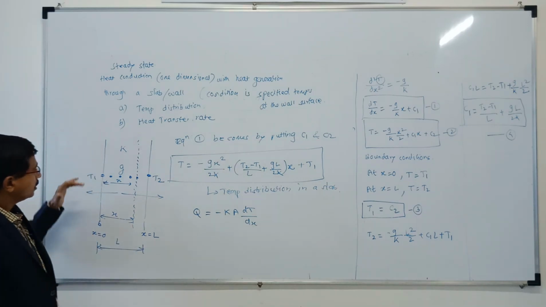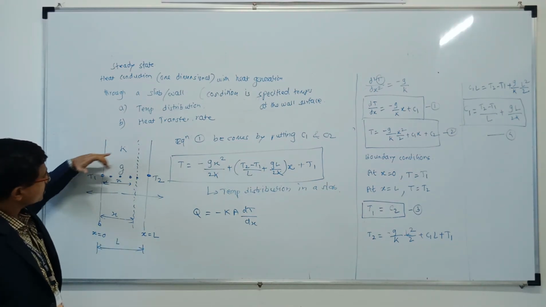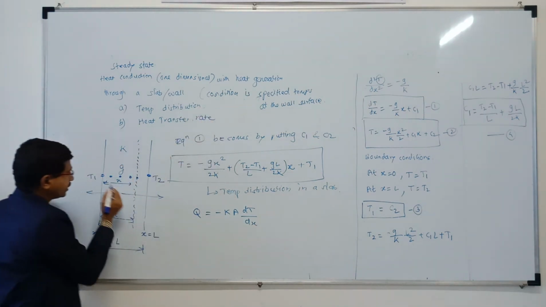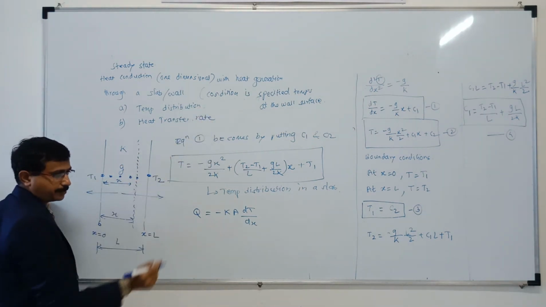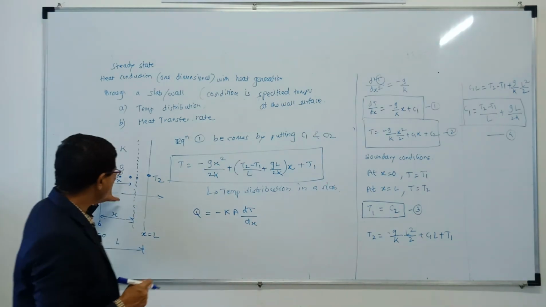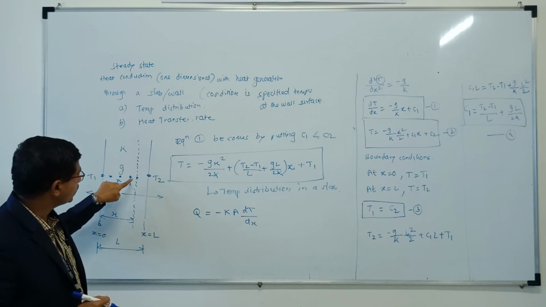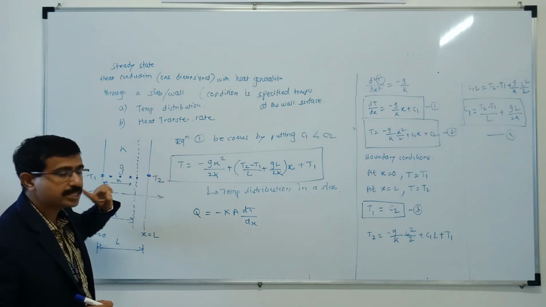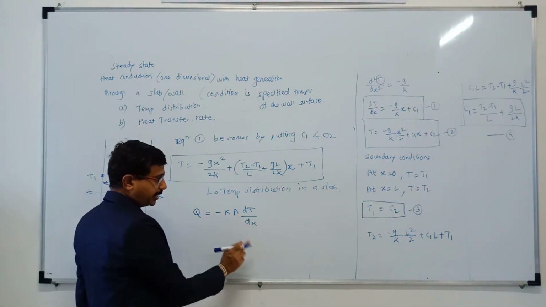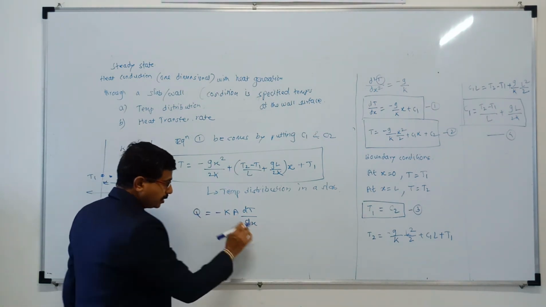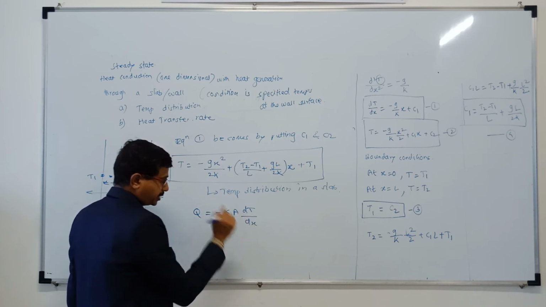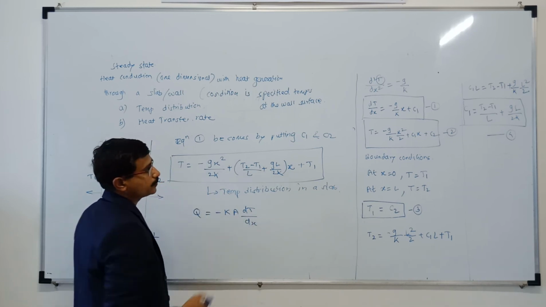Now you are saying, sir, in case of steady flow, what is going to happen? Without heat generation, heat transfer rate at every position is the same. What is the reason for it? There is no internal heat generation as such. But in this case, there is a heat generation. So heat transfer rate at every position is different. So how to calculate it? Q is equal to minus KA dT by dx. This is the formula. Okay. Now at what position you want to calculate? That is your x. So let's find out the dT by dx value.